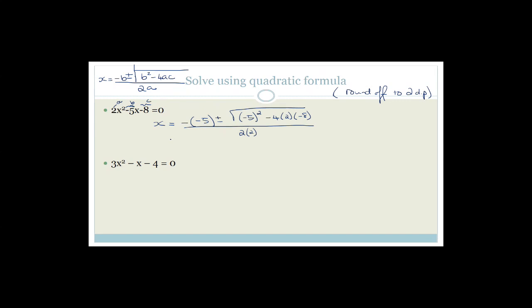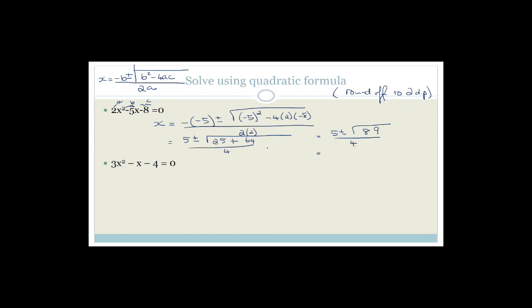Right, so a minus times a minus is a plus, so it becomes 5 plus or minus the square root of minus 5 squared is 25. Minus times a minus is a plus. 4 times 2 is 8, and 8 times 8 is 64, all over 4. Which becomes 5 plus or minus the square root of, okay, let's think about this, 25 and 64 is 89, and 2 times 2 is 4, all over 4.